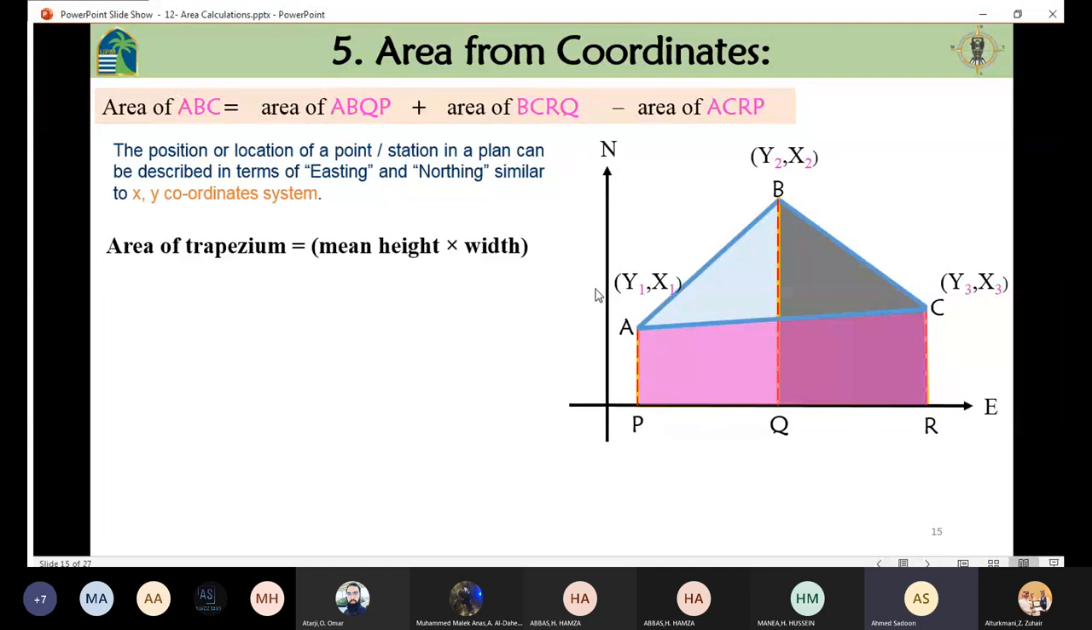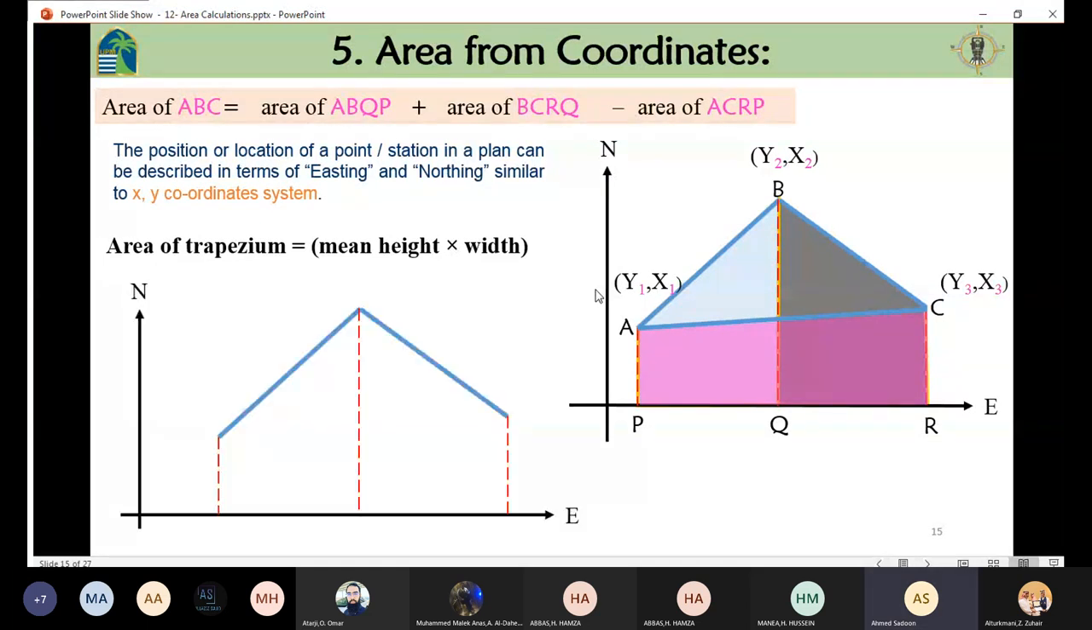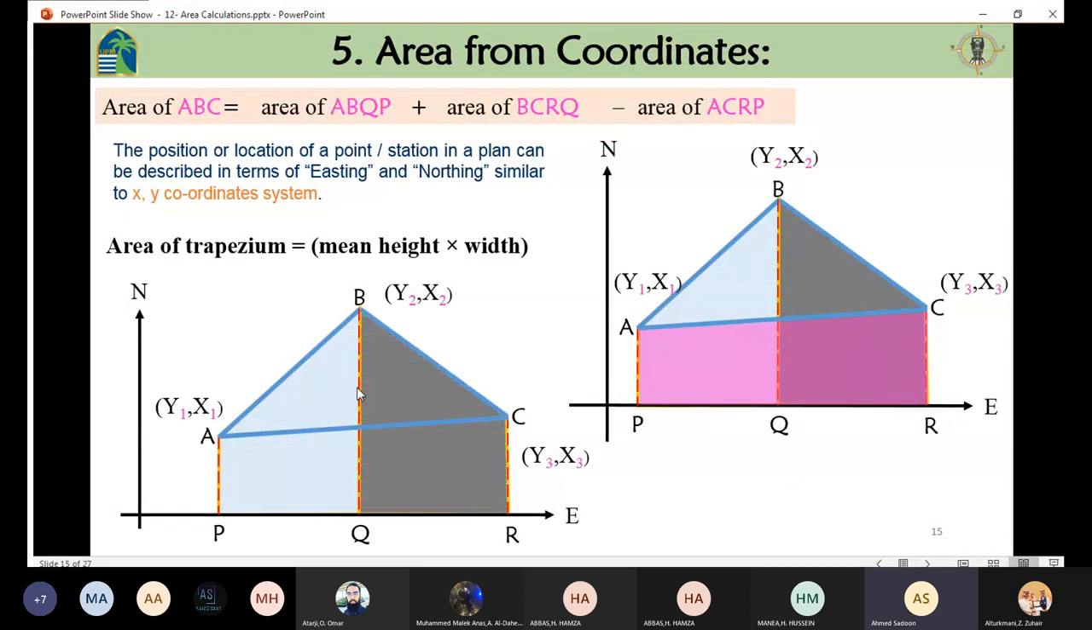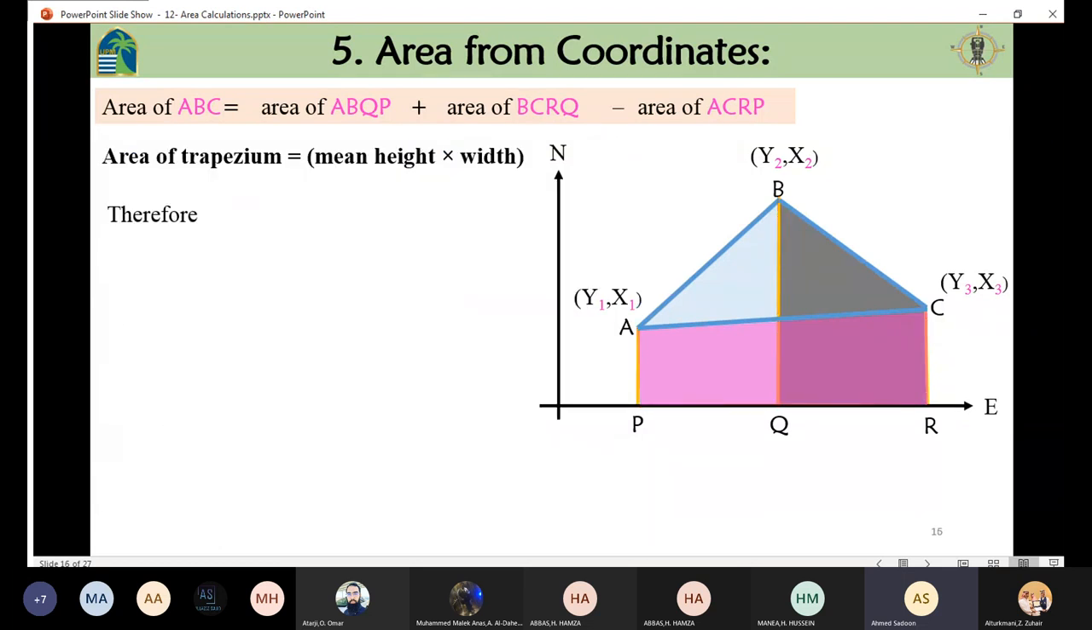So again, I have this triangle. I'm going to determine the area of this trapezoid plus the area of that trapezoid, and then I'm going to subtract the area of this trapezoid. And we know that the area of a trapezoid is the mean height times the width. So first, I'm going to determine the area of this trapezoid, ABQP.